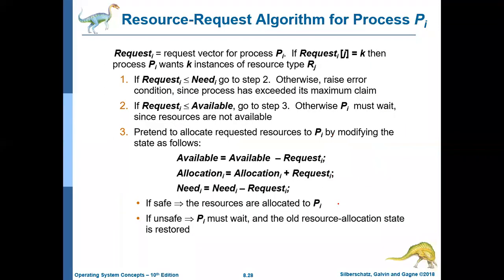Okay, moving forward. Resource request algorithm for process Pi. Now this algorithm is used when some process is requesting some kind of resource. As the name suggests, resource request algorithm. Suppose P1 is requesting some resources from the system. We need to check whether we can provide those resources to that process or not.